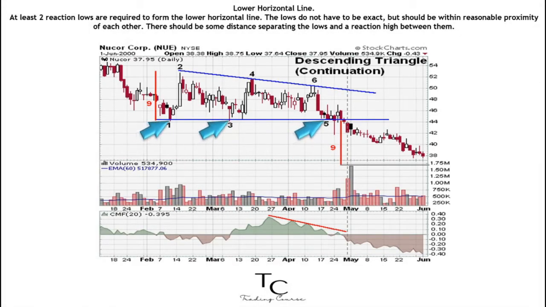Lower horizontal line. At least two reaction lows are required to form the lower horizontal line. The lows do not have to be exact, but should be within reasonable proximity of each other. There should be some distance separating the lows and a reaction high between them.